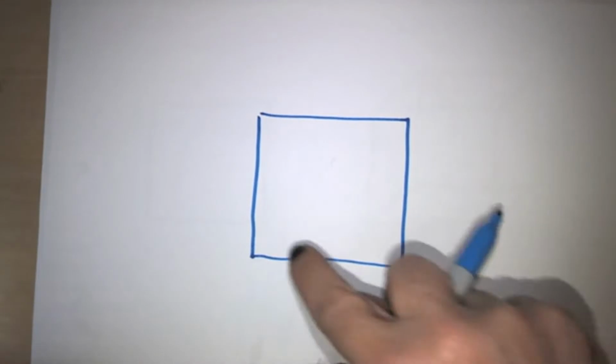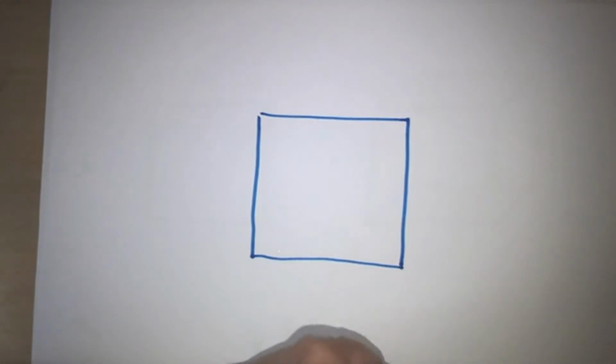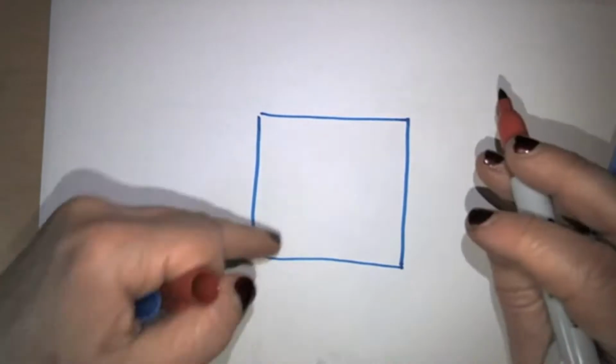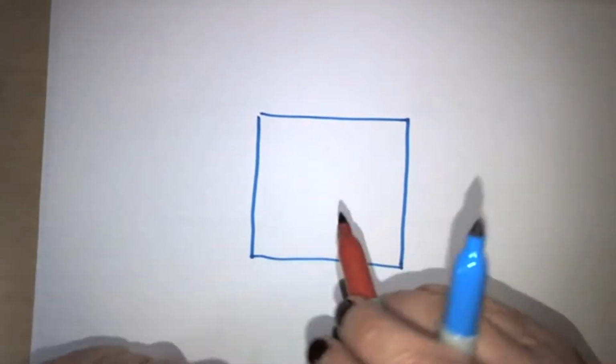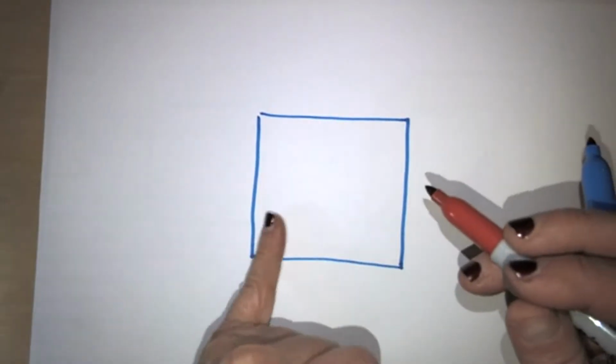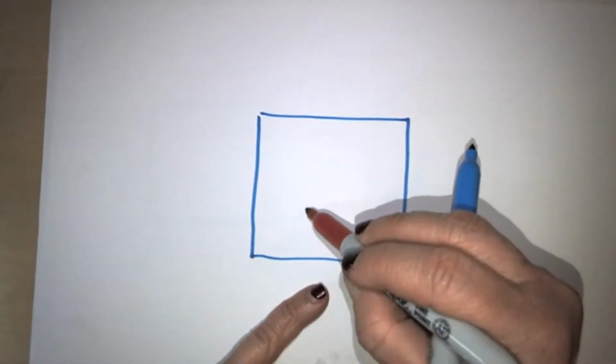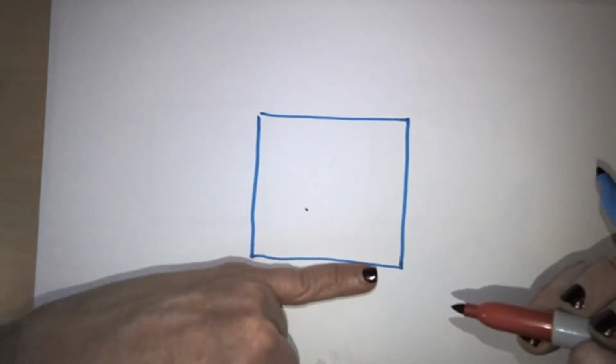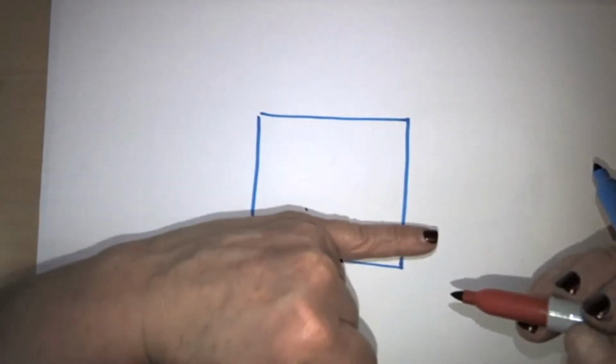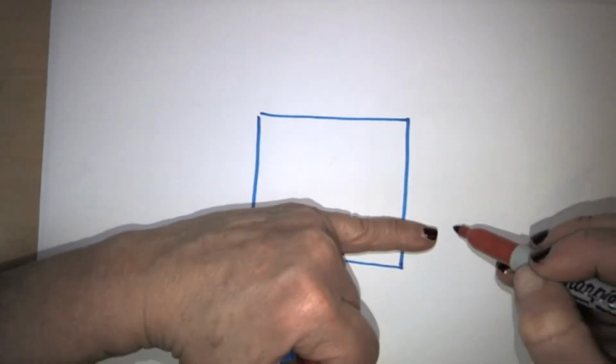Now I'm going to decide where to put it and how big I'm going to do it. So I'm going to come up 1, 2, 1, 2. So I'm going to put my dot around here. And then my square is about just over a pinky finger. So about there.